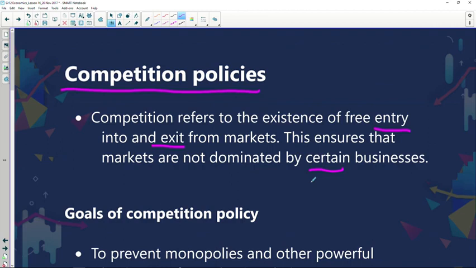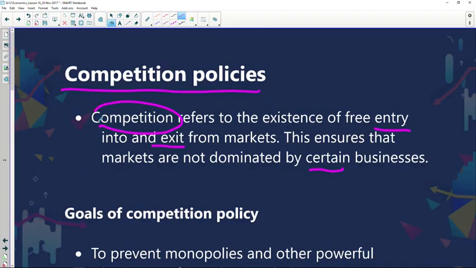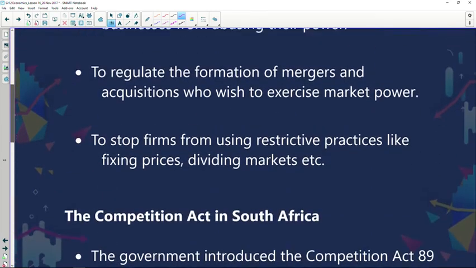So also, it's not a good idea to have one business that dominates the market, because that business will play an important role when it comes to pricing. So because they dominate the market, obviously they're going to influence the price as well because of the power that they have in that particular market. So competition is all about making sure that, what are the terms and conditions in terms of free entry into the market, and also if you decide to exit the market as well. So there are quite a few things that this policy is hoping to achieve in terms of regulating the markets.